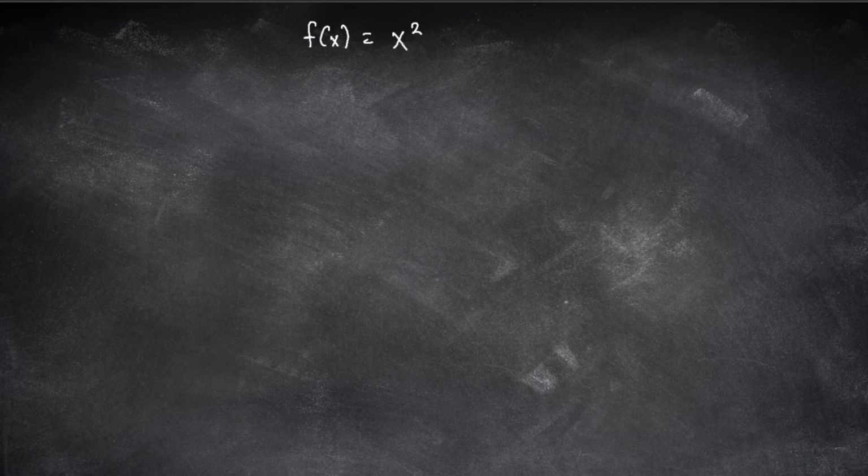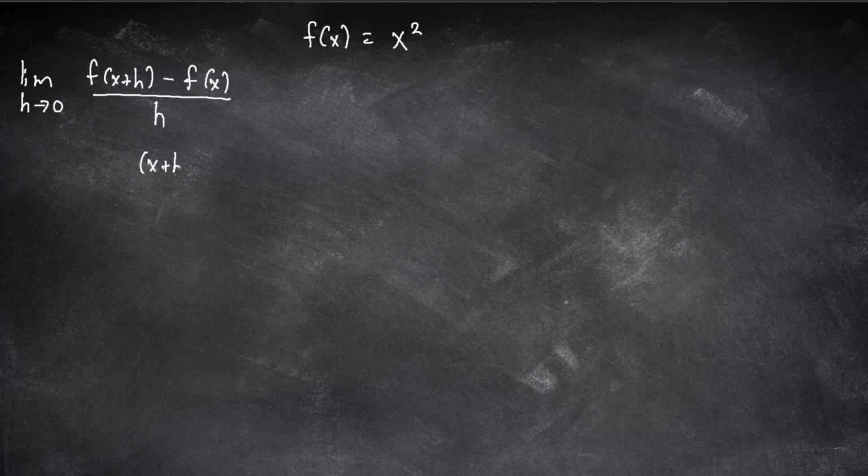So using our formula, which was the limit as h approaches 0, we have f of x plus h minus f of x divided by h. Okay, so let's plug that in. So x plus h into our x, so that's going to be x plus h squared minus f of x, which is x squared, divided by h. And don't forget the limit.